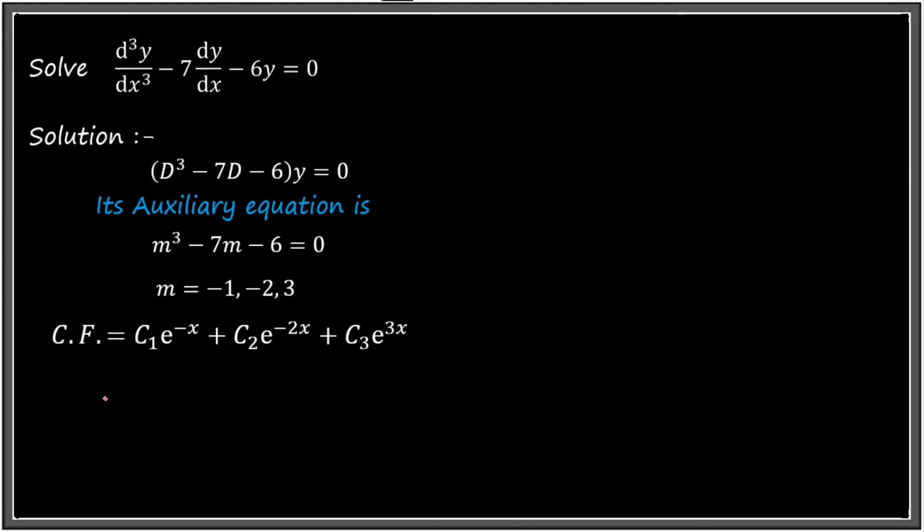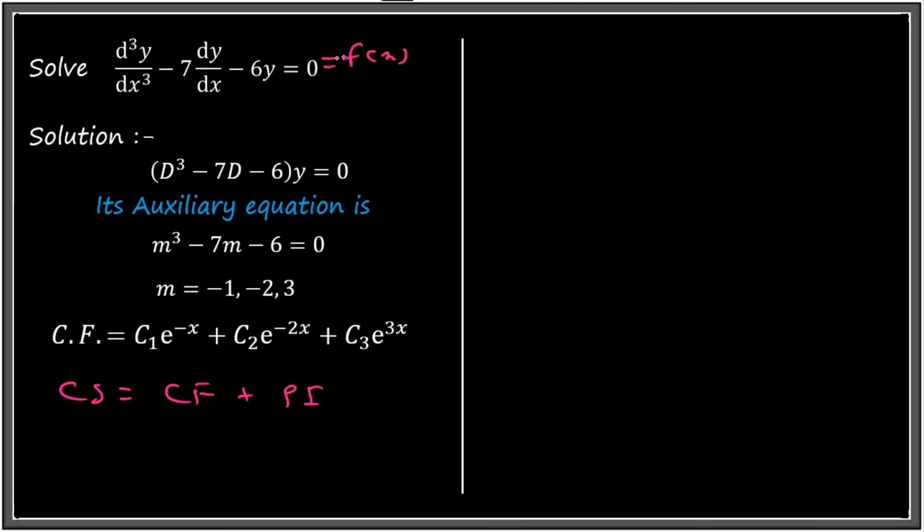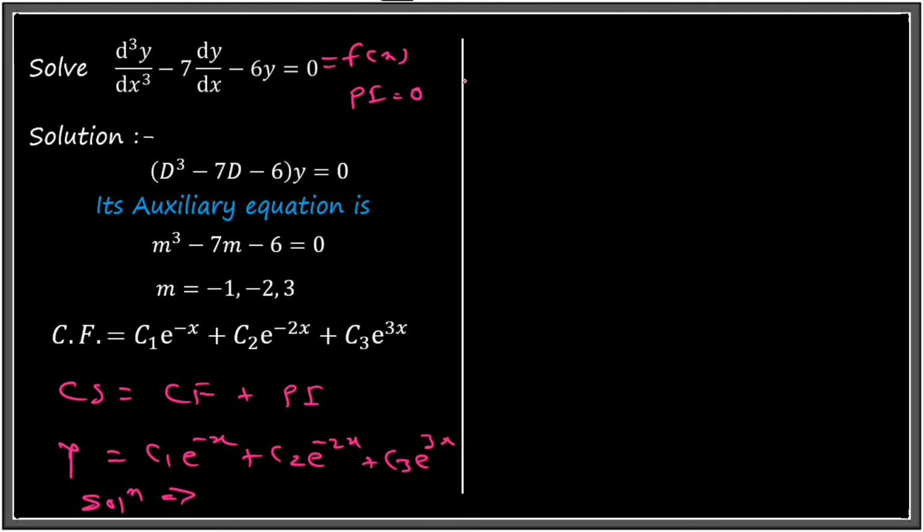So therefore, this part is 0, which means the complete solution is CF plus PI, and here f(x) = 0 means the PI is 0. So this part is 0, so only the CF remains. So we calculate y. The CF is C1 e raised to power minus x plus C2 e raised to power minus 2x plus C3 e raised to power 3x. That is the solution. Now the next problem.